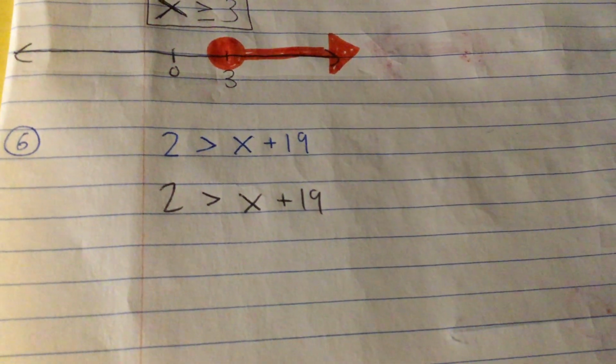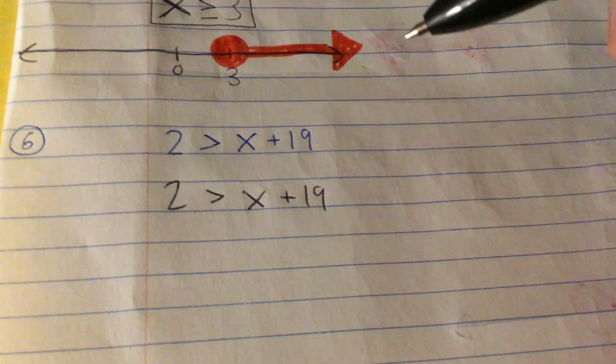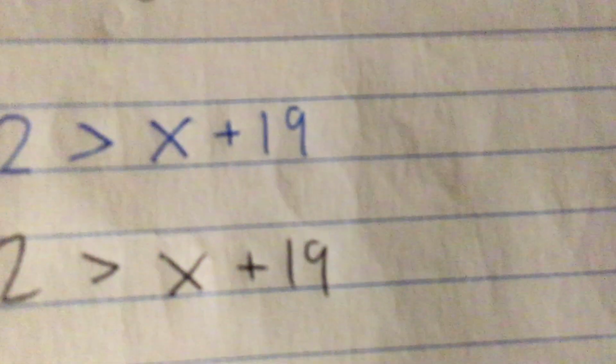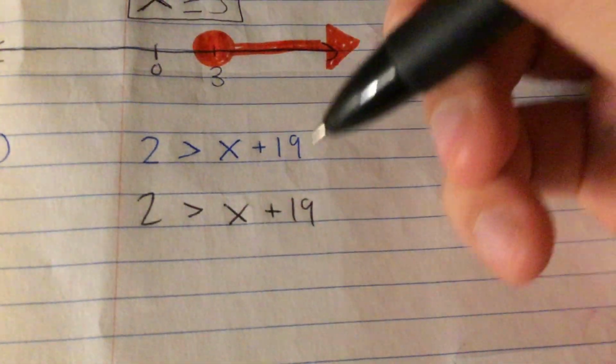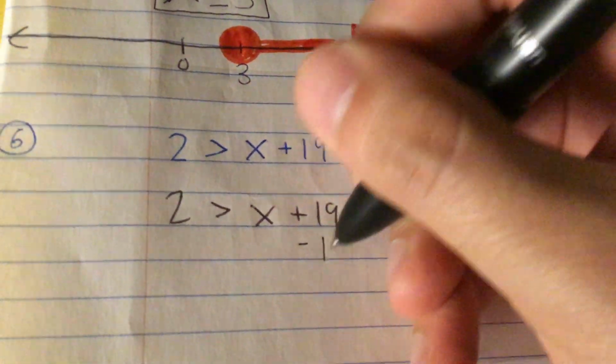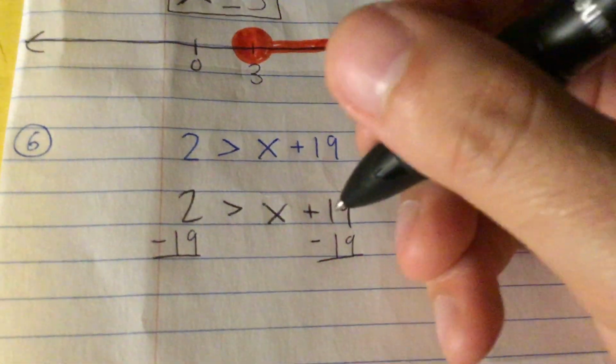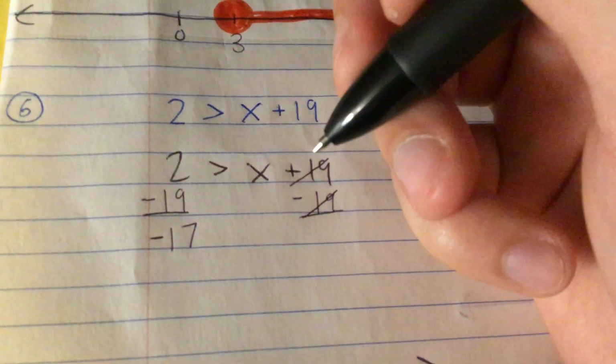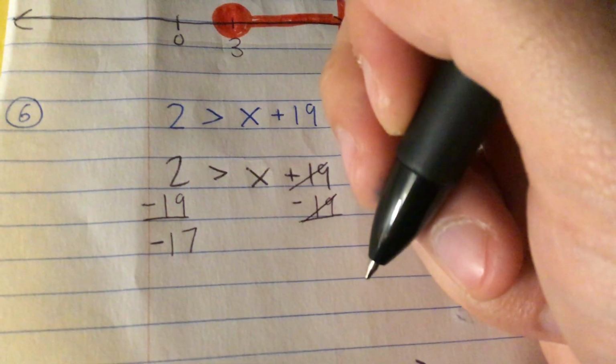I'm going to treat this like an equation, but I'm just going to ask, do I need to flip the sign or not? So if I want to get x isolated, let's say I'm focused on the x plus 19 portion of this problem. I need to subtract 19 from both sides. Positive 19 minus 19 cancels out, and 2 minus 19 is -17. And because I used subtraction, does subtraction have any impact on this inequality symbol? No. So it's still this. -17 is greater than x.